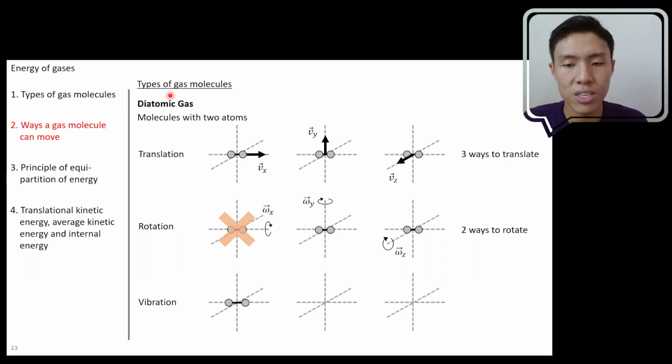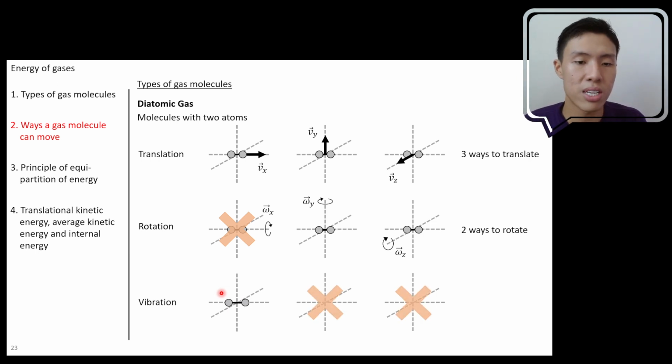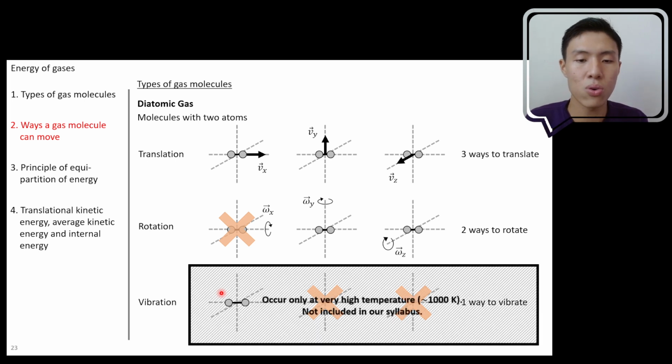For vibration, there's actually 1 way for you to vibrate, as shown in the figure below, which involves the molecules getting close, getting far away, getting close, getting far away. So technically, for diatomic gas molecules, there's only 1 way to vibrate. But in our syllabus, specific to the Malaysia matriculation syllabus, and it doesn't apply to other syllabuses, we are going to ignore any vibrational modes.